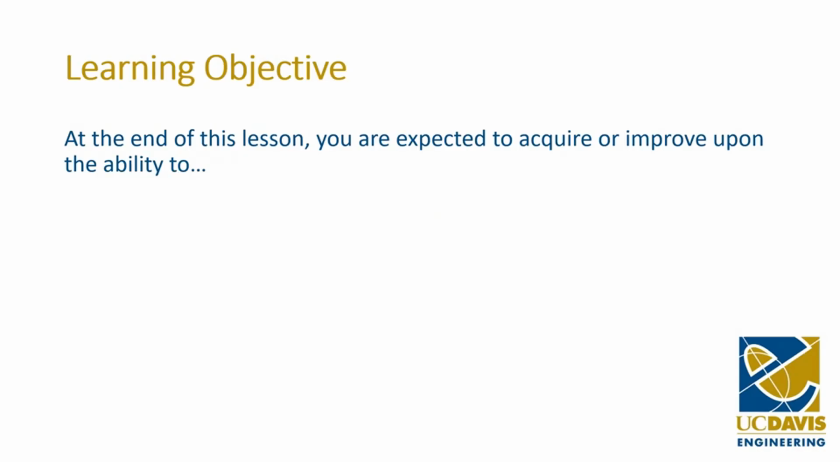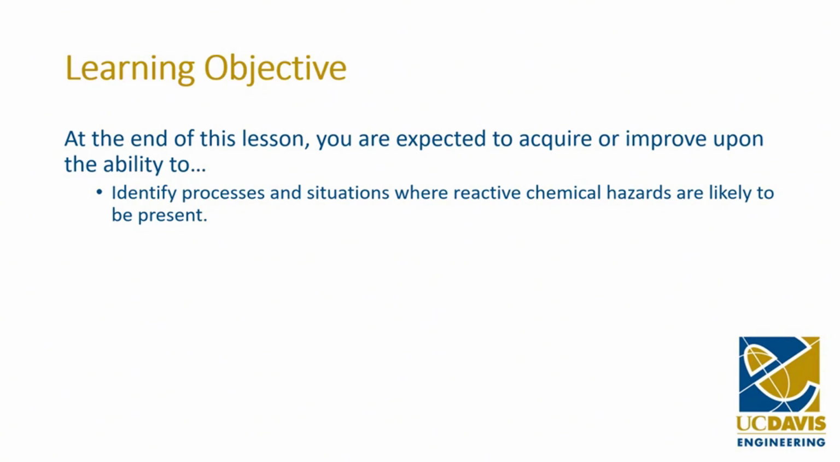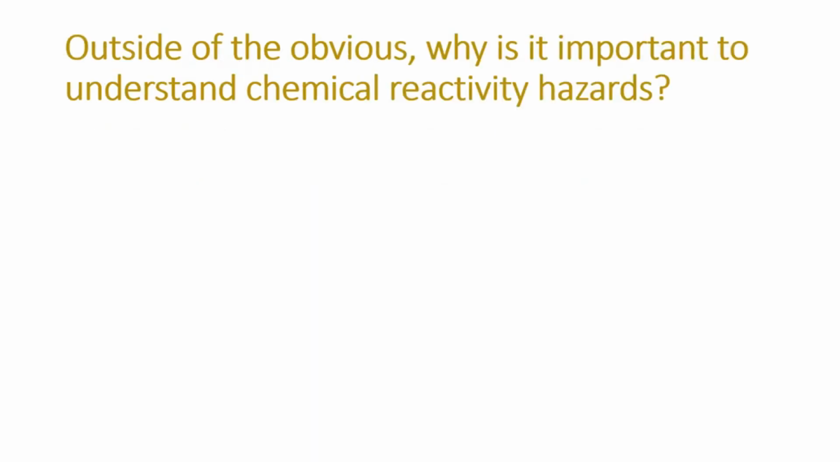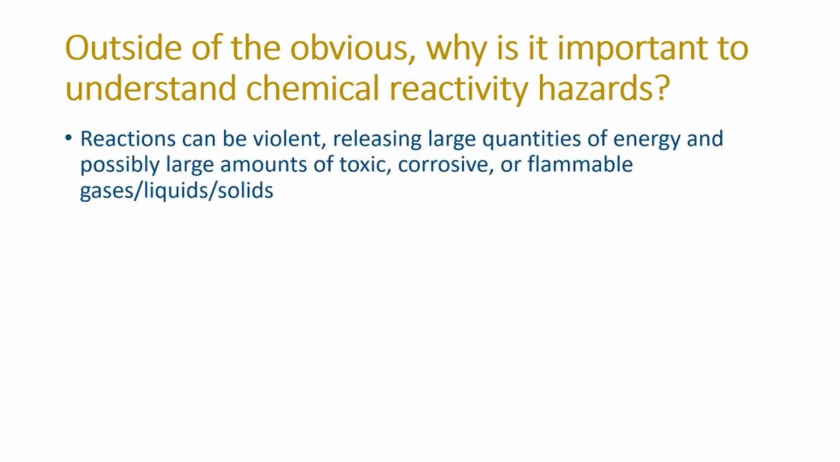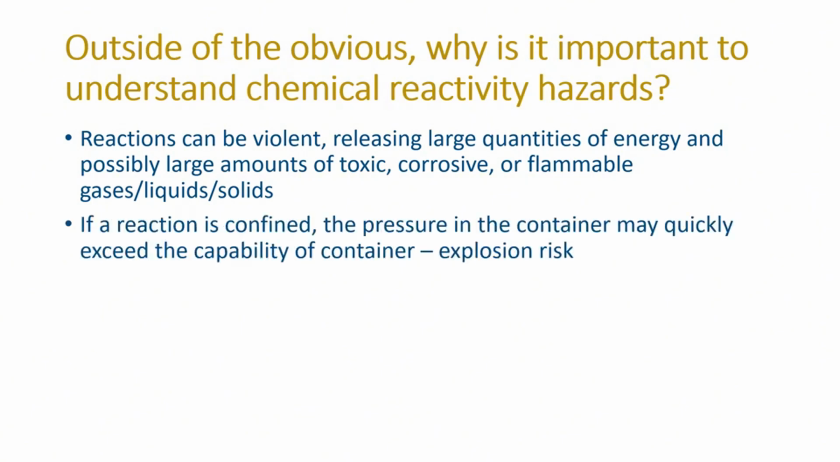At the end of this lesson, you are expected to acquire or improve upon the ability to identify processes and situations where reactive chemical hazards are likely to be present. Earlier on in the course, we talked about why it was important to understand chemical reactivity hazards. As a reminder, chemical reactions can be violent. They can release large quantities of energy and possibly large amounts of toxic, corrosive, or flammable materials. If the reaction is confined, the pressure in the vessel may quickly exceed the capability of the container, which of course creates an explosion risk.